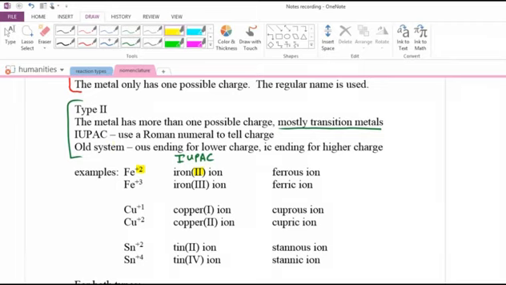And then we have the old way, where the -ous ending is on the lower charge. So see the -ous on the +2. Then the -ic on the higher one. So the -ic is on the +3 for iron. But notice for copper and tin, we still have the -ous for the lower, the -ic for the higher, but it doesn't tell you the number of it.